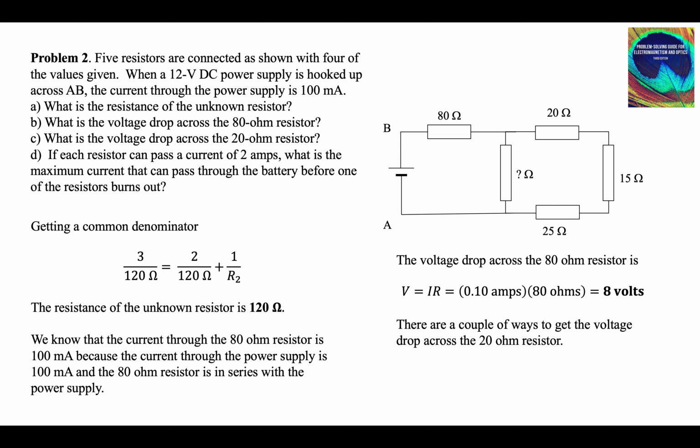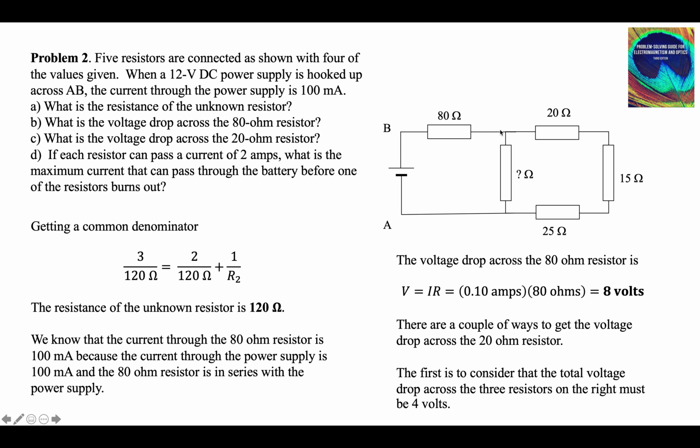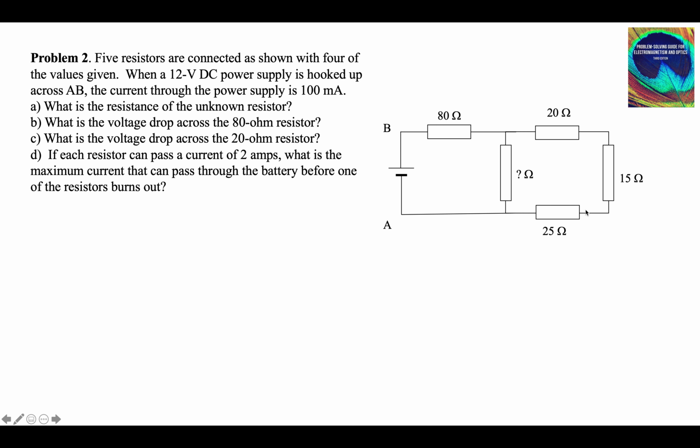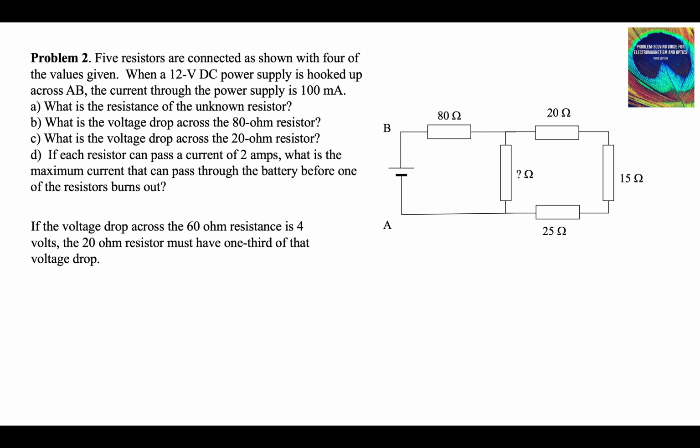So there's a couple of ways to get the voltage drop across the 20. That's the next problem, part C. The first is to consider the total voltage drop across these resistance of 60 ohms must be 4 volts. The 20 ohm resistor gets 1/3 of that voltage drop, which is 4/3 of a volt.